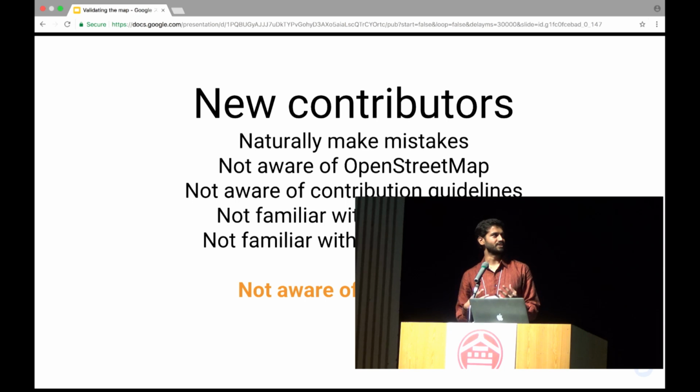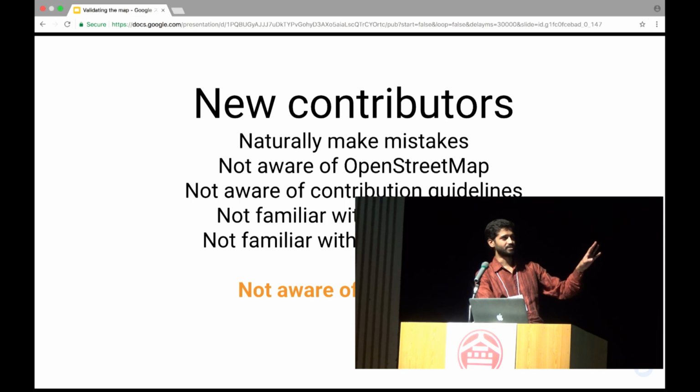In any new project, new contributors naturally make mistakes due to inexperience. They don't know what OpenStreetMap is for, where it's getting used, how to contribute, what is to be added, what is not to be added, how the editing tools work, and this tagging system, which is very unique to OpenStreetMap. And someone who's new may not have the complete idea and might just be playing around innocently without meaning to make a mistake.